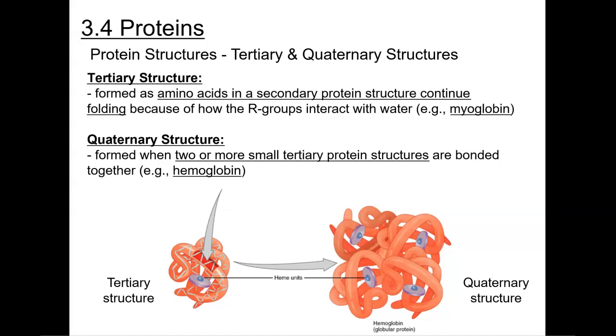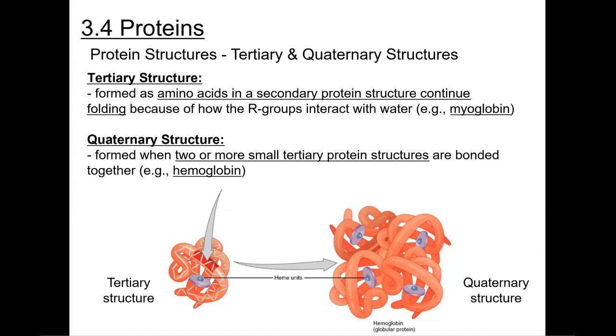Now, the third structure that it has to be folded into is going to be the tertiary structure. And so what happens here is it folds, and how it folds is going to depend on how it's interacting with water. So you can see myoglobin. And then the quaternary structure is when you take these structures that you see here at the tertiary level and you start to hook them together. It could be 2 or more small tertiary protein structures hooked together. That's when you have a fully formed protein.